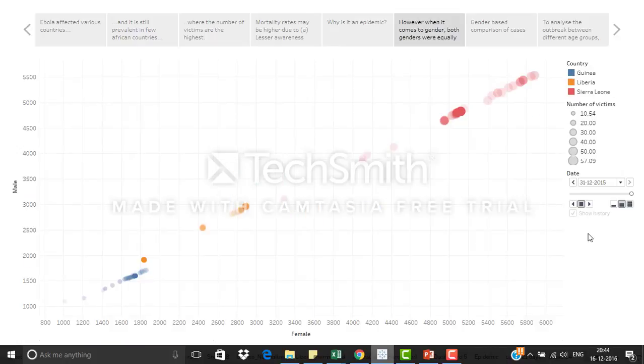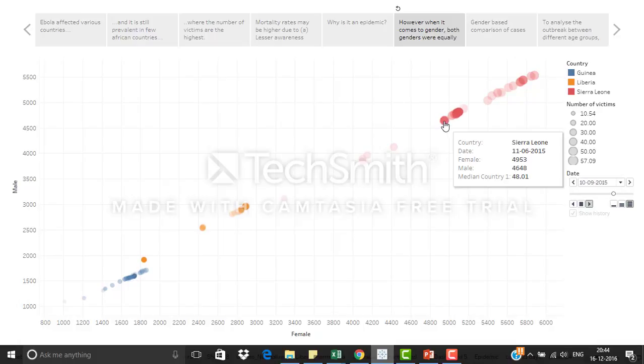Now we'll focus on the demographic aspect of Ebola. So in the first graph, we visualize the rate at which Ebola affected both male and female population over the years from 2014 to 2015. Here we used a motion chart with 3 different color codes for 3 African countries.